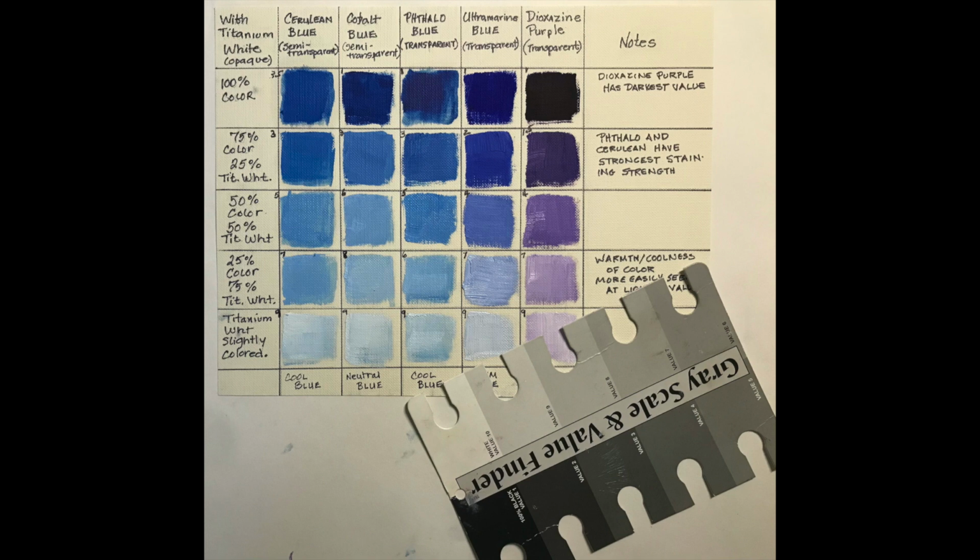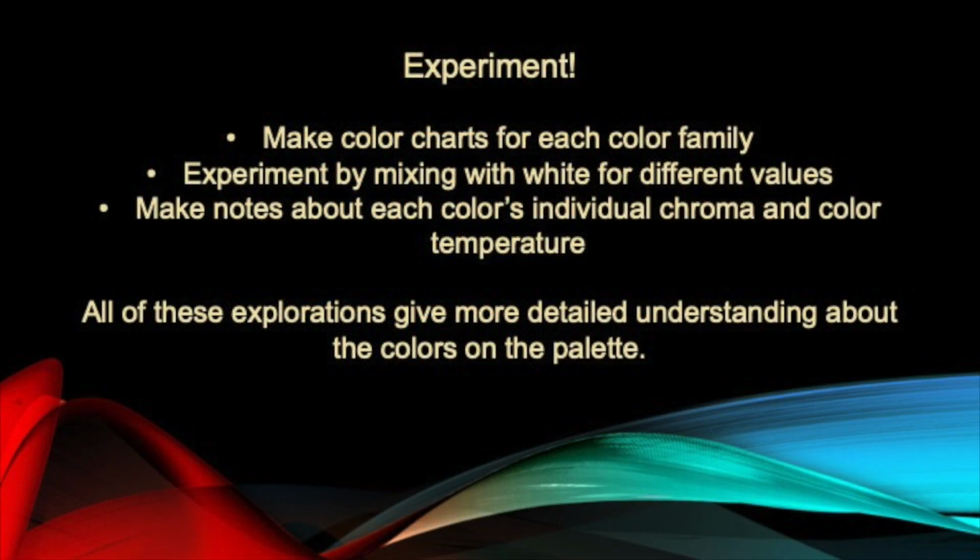Value is very important. So I've gone through with a value scale and tried to assign a value for each of my squares. It's extremely important with color to squint as you are trying to determine value. I've also made notes for myself about things I observed as I was mixing the colors. Things like staining strength and value and warmth, coolness, that type of thing.